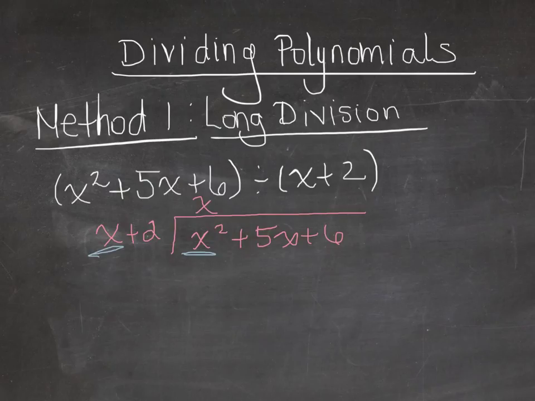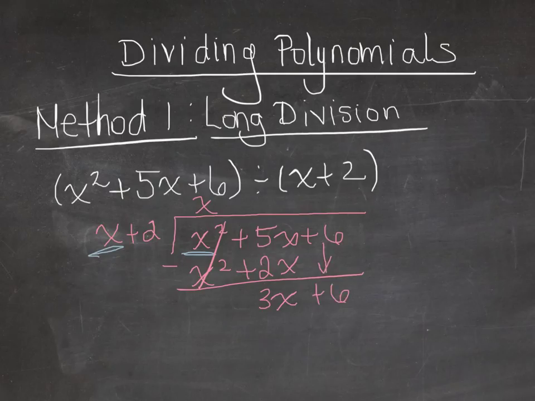So then I have x, now I multiply just like how you would do normal long division with numbers. So I have x times x will be x squared, and then x times 2 will be 2x. Okay, and then you subtract, so I have x squared minus x squared is 0, that's what I want to happen. And then I have 5x minus 2x, which will be 3x. And then I bring down my other term there, so plus 6.